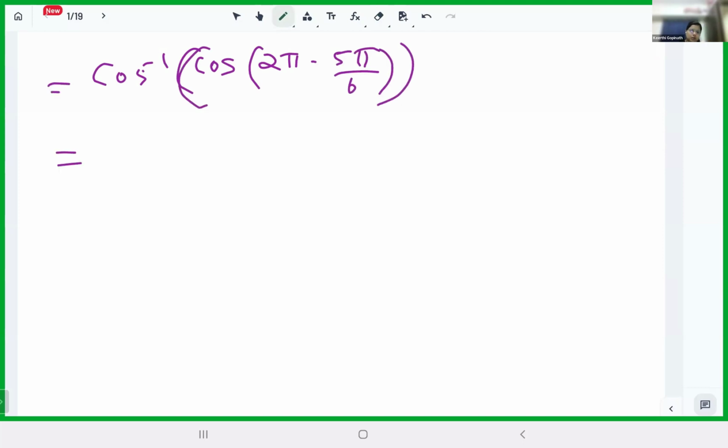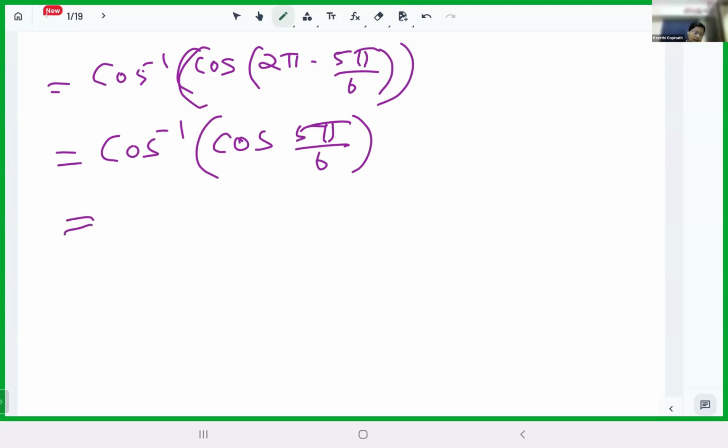Okay, so what is the value of cos of 2 pi minus 5 pi by 6? It is positive cos, right? Cos of 5 pi by 6. Since it is in the fourth quadrant, it is positive. So cos inverse of cos 5 pi by 6. So what is the value here? We are applying the property of inverse trigonometric functions, that is cos inverse of cos x is equal to x. So here the value is nothing but 5 pi by 6.